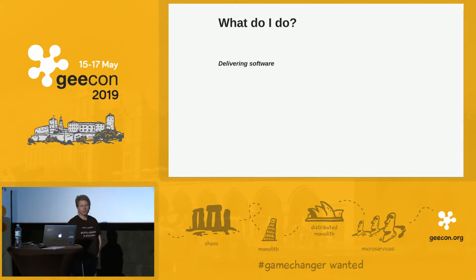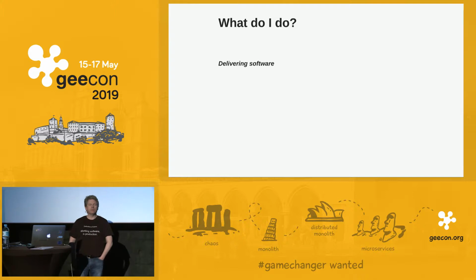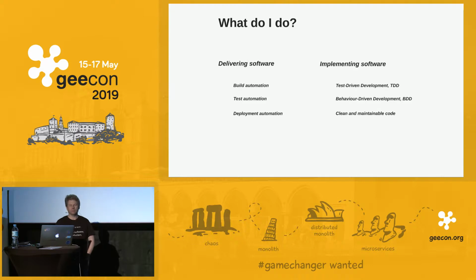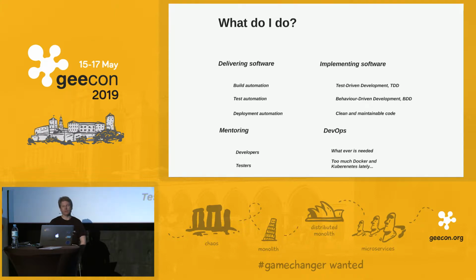So I'm doing a couple of different things. I'm a developer, so I deliver software. I love to implement software as well. So my heart is really at test-driven development and behavior-driven development. I do some mentoring sometimes, and I do DevOps if I have to. I don't really like it, but whatever. It needs to get its stuff into production is important to me.